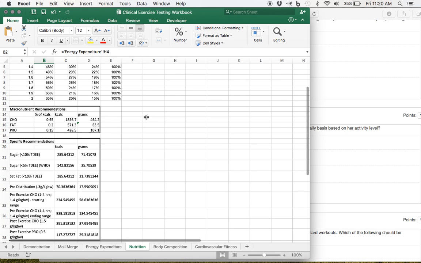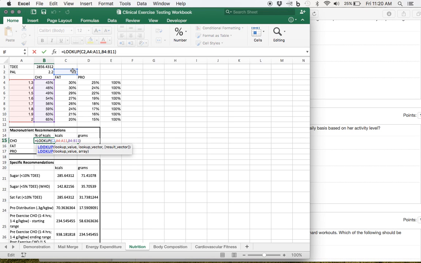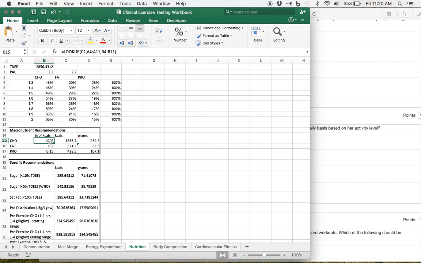It says that carbohydrates, we have a lookup function that's going to go and look up 2.2. Closest to it is 2, and so it's going to say 65% carbohydrates. So 65% of her total daily energy expenditure is going to be devoted to carbohydrates for the nutrition recommendations.